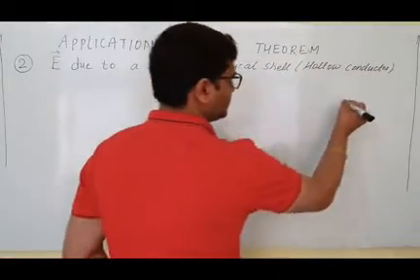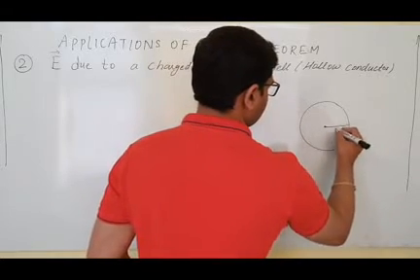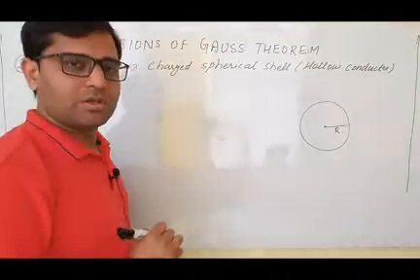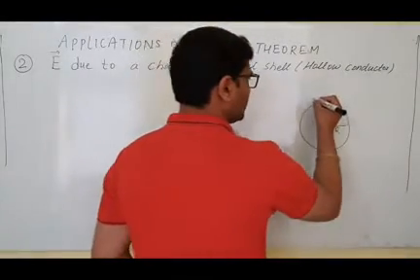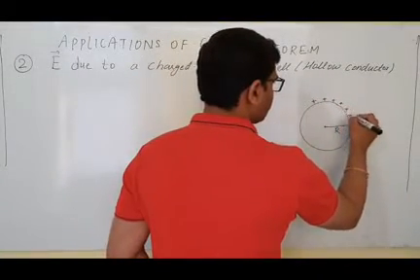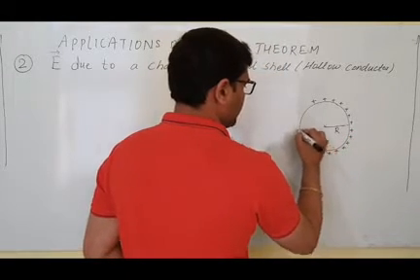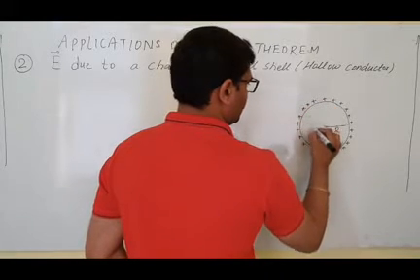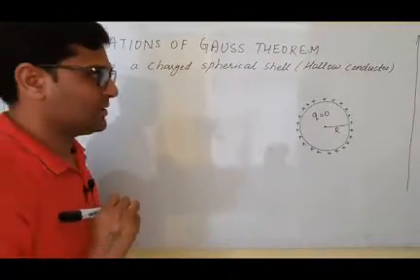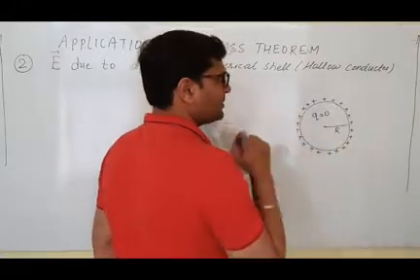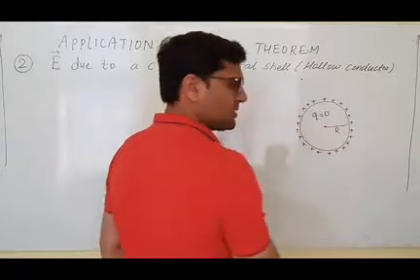Let we have a hollow conductor of radius R. The property of a hollow conductor is that if we give some charge to it, then all the charge will distribute uniformly over its surface. This is the property of a hollow conductor. It means the charge q inside it will be 0. We have to calculate the electric field intensity due to this charged conductor at 3 points. One is outside, second is on the surface, and third is inside.